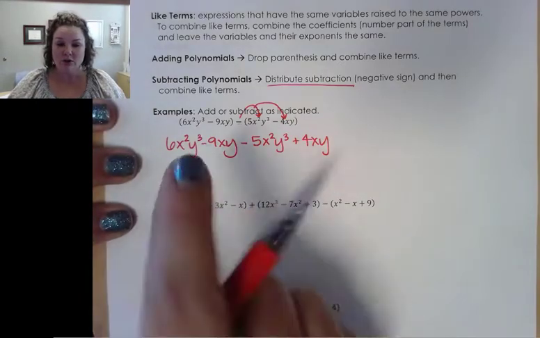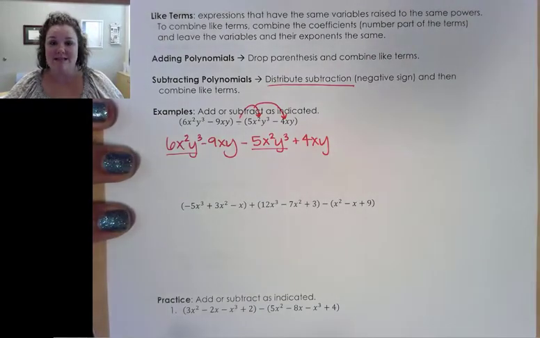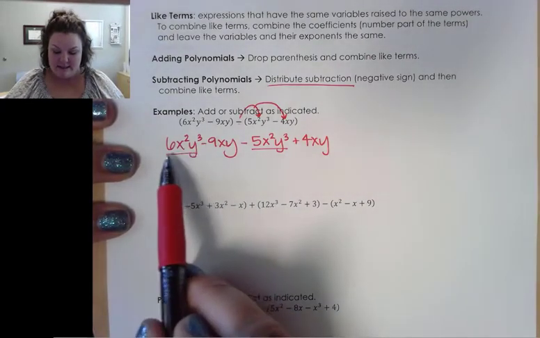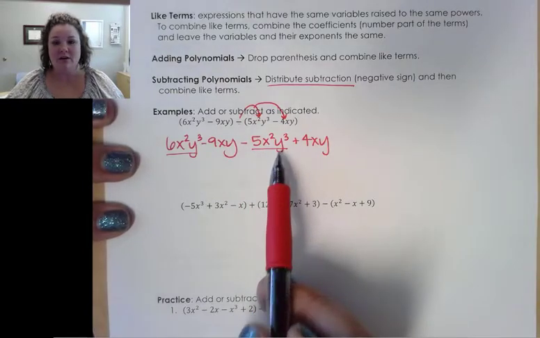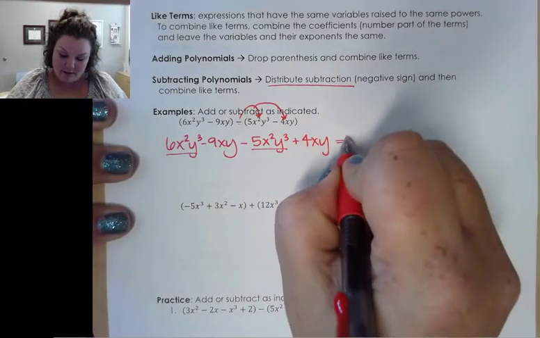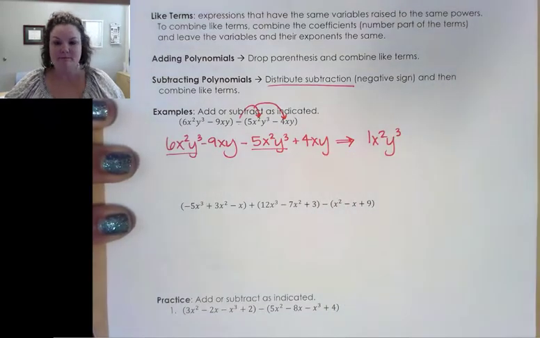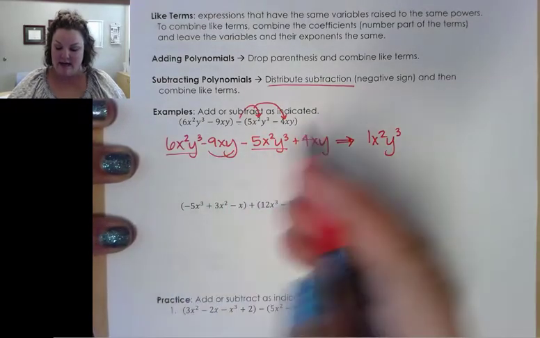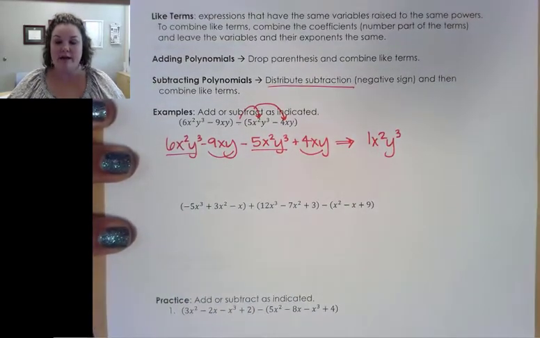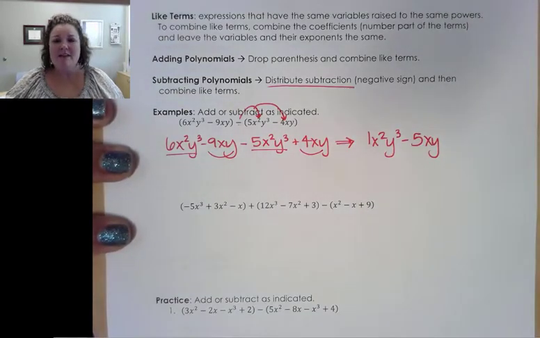And remember, like terms are terms that have the same variables raised to the same powers. So here, 6x squared y cubed and -5x squared y cubed are like terms. So when I combine those, that leaves me with 1x squared y cubed. And then I combine my other terms, -9xy and positive 4xy. When I combine those, it gives me -5xy. Okay, and then we're done.